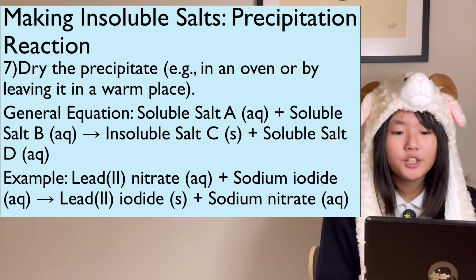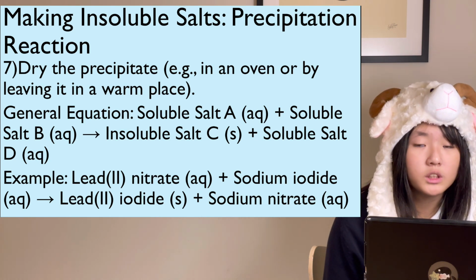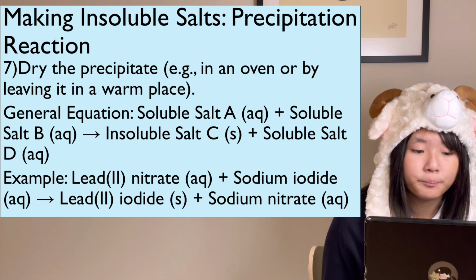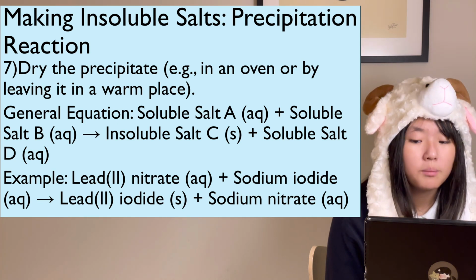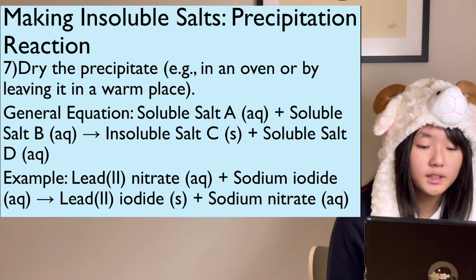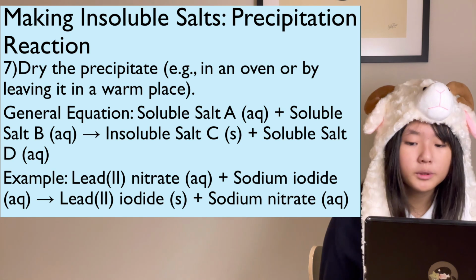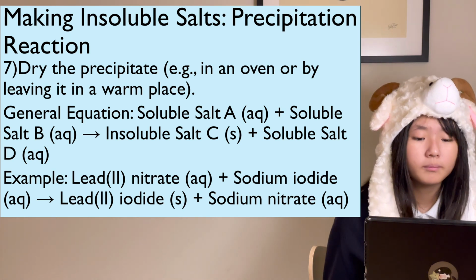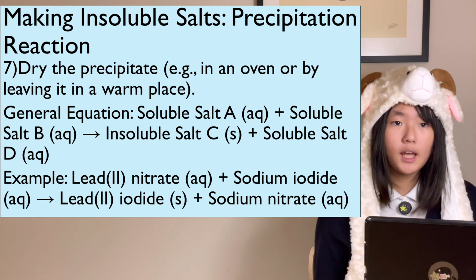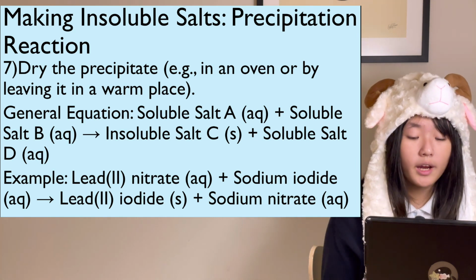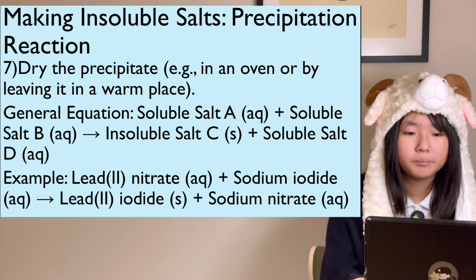Then dry the precipitate using, for example, an oven or just leaving it in a warm place like your windowsill. The general equation is soluble salt A, which is aqueous, plus soluble salt B, which is also aqueous, becomes an insoluble salt C, which is a solid, plus soluble salt D, which is aqueous. For example, lead 2 nitrate, which is aqueous, plus sodium iodide, which is aqueous, becomes lead 2 iodide, which is a solid, and sodium nitrate, which is aqueous.